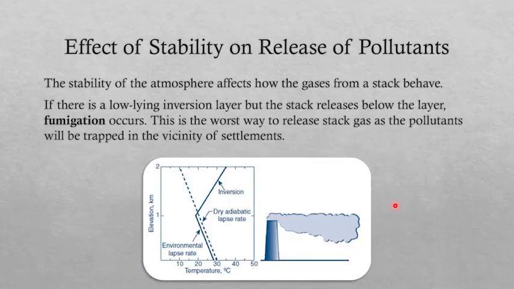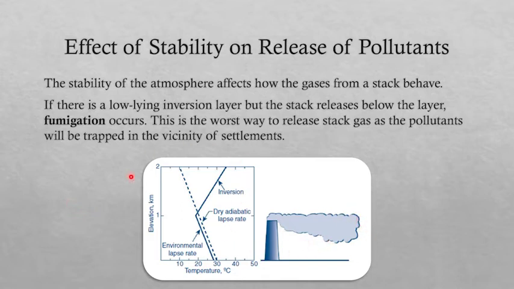And finally, we have the opposite of lofting. If there is a low-lying inversion layer, but the stack releases below the layer, fumigation occurs. This is the worst way to release stack gas as the pollutants will be trapped in the vicinity of settlements. Fumigation is normally what happens if you start an open fire early in the morning. What happens is the smoke rises, disperses, and then goes back to the ground. That's because you have released the smoke below the inversion layer.